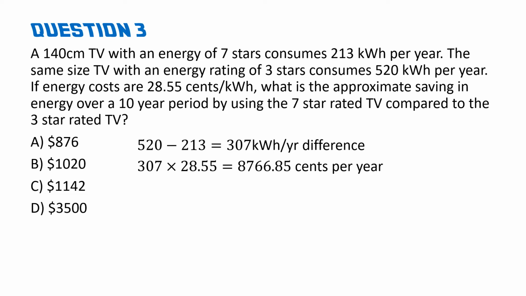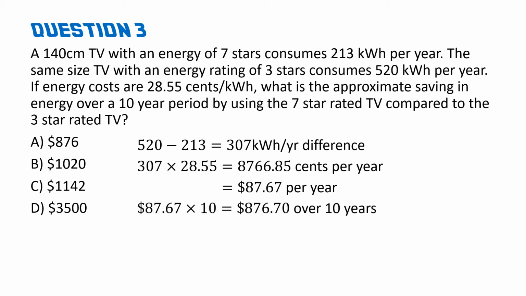So how many dollars are there? Well, we need to divide that by 100 to convert our cents into dollars. So for 1 year, it's $87.67. But that's only for 1 year. The question says, how much is the approximate saving over a 10-year period? So we want to now multiply that number by 10. So over our 10 years, it's a difference of $876.70. So over this 10-year period, we can save almost $900 by using a more efficient television. So the answer is 876, so that's going to be A.